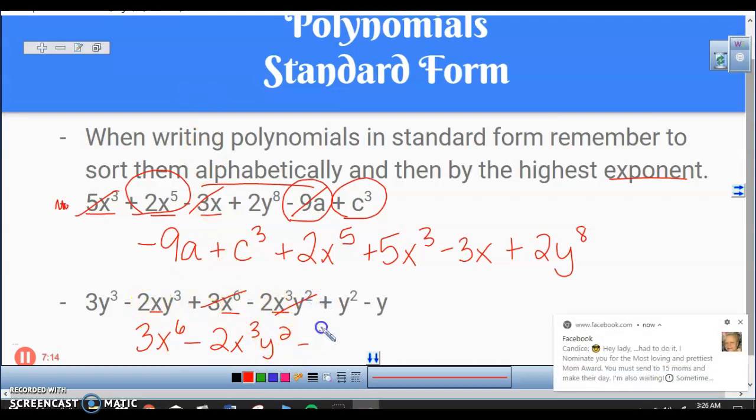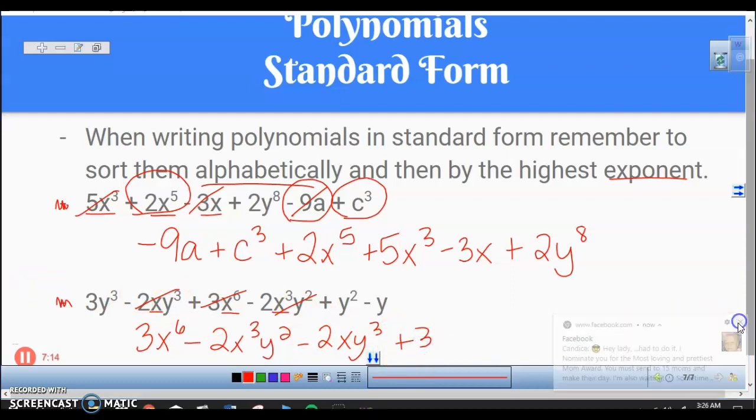Then I will have minus 2xy to the third. Now I don't have any more x values. I will move to my variables of y. The highest one I have now is positive 3y to the third. Then plus y squared. Then minus y. Be very careful. You may want to write down some examples so you can remember ordering them in standard form, alphabetically by the highest exponent first. On the test, it will mark it incorrect if they are not in standard form.